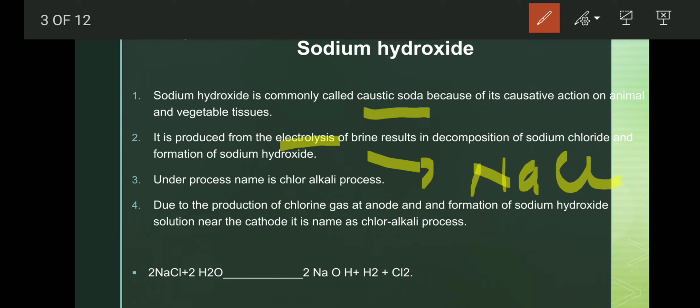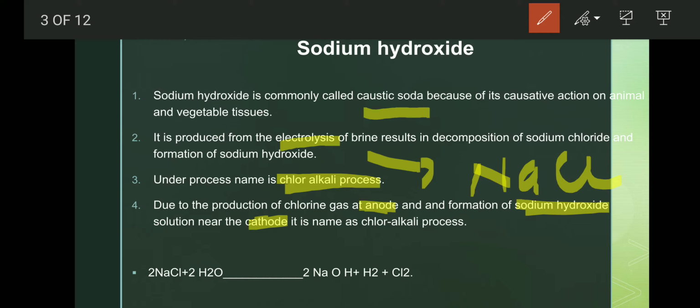Right? And this process name is the chloralkali process. It's a very important process, students. Just learn this name, chloralkali process, right? Why is it known as chloralkali? Because during the electrolysis process we get chlorine gas at the anode and sodium hydroxide at the cathode. Fine. That's why this process name is chloralkali process. And what is the reaction? You can see the complete equation.